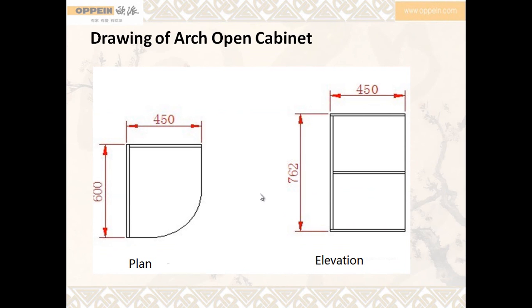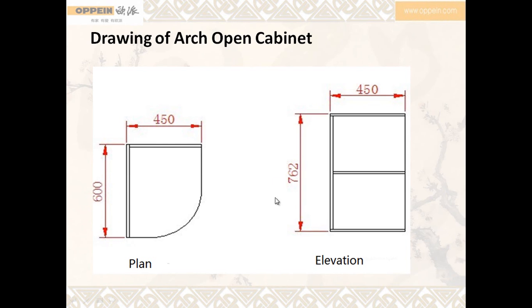For quotation of arch open cabinet, take this case as an example. You can see the drawing of plan and elevation. The figure on the left side is the plan of arch open cabinet. In the plan, you can see the width of cabinet is 450 millimeters and the depth is 600 millimeters.